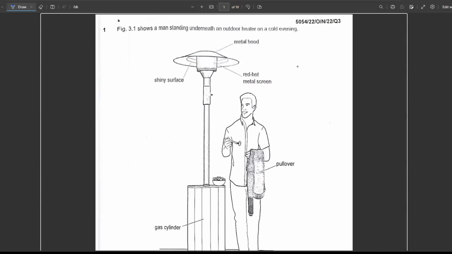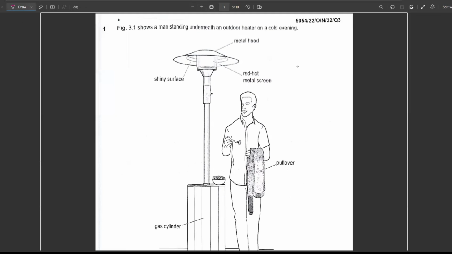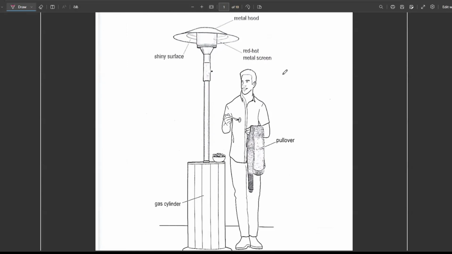Okay, students, so let's start with the past papers of modes of thermal energy transfer. This is applicable for both O levels and IGCSE physics. So let's see this question. Figure 3.1 shows a man standing underneath an outdoor heater on a cold evening.